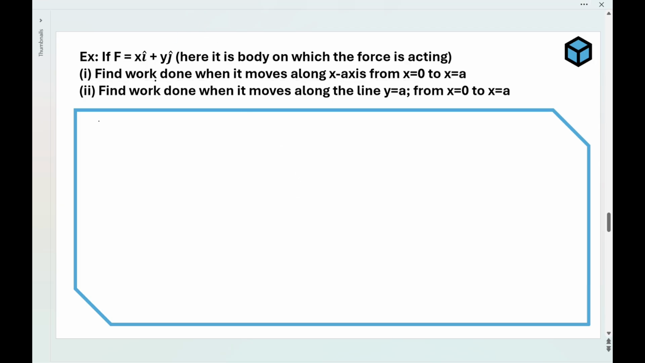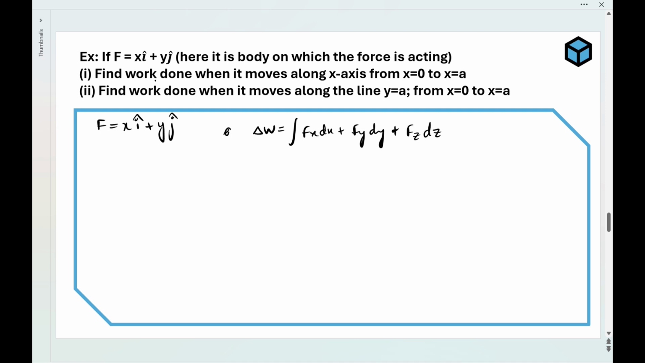Now you can see that our example is somewhat more complicated. Here they are saying that F is equal to x i cap plus y j cap. So the force is varying with position, and the force in the x direction is changing according to the x coordinate of the body. Similarly in y, for this case we know that we have to do delta W is equal to the integral of Fx dx plus Fy dy plus Fz dz.